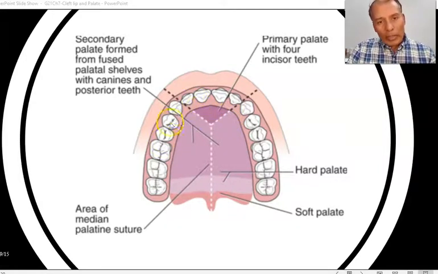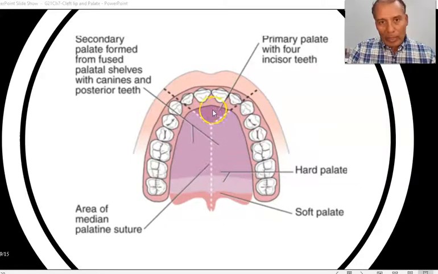So here is the upper dental arch. This is the upper lip, and this is the hard palate piece. Hard palate means it has bone inside of it, and then the soft palate, which is the posterior part of the roof of the mouth, and that is all made out of muscle and tissue that lines up the muscle.